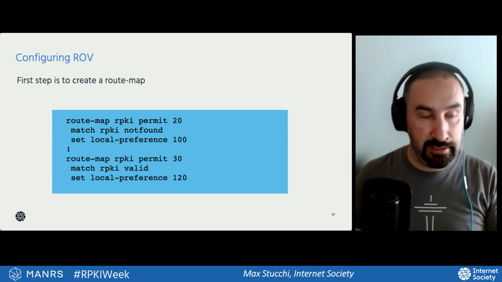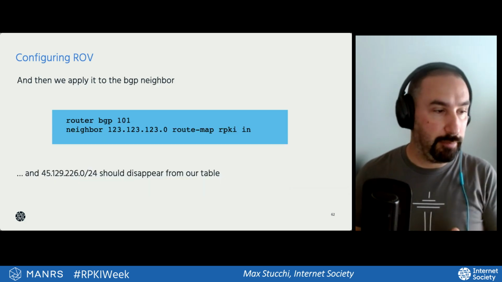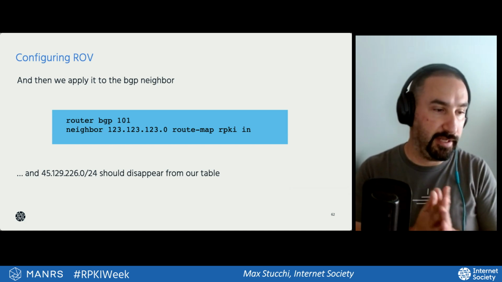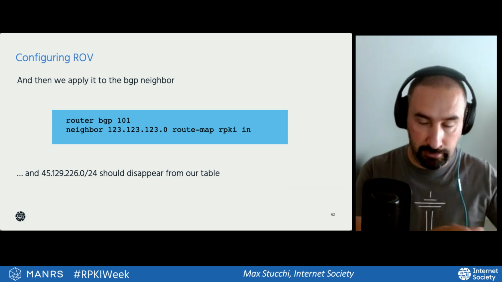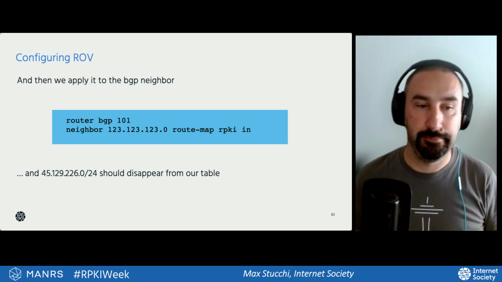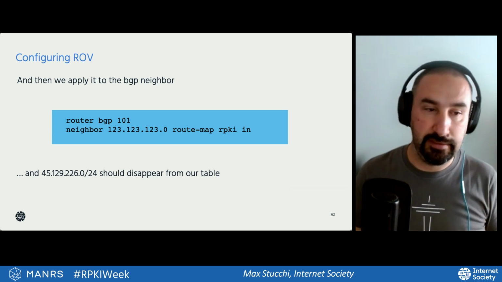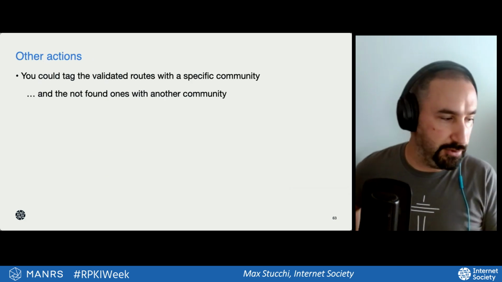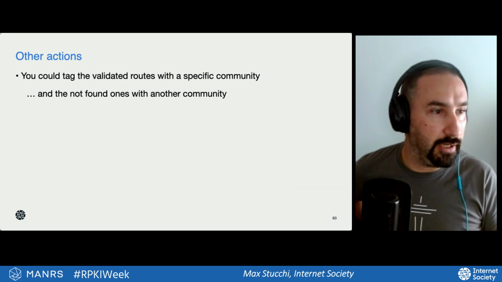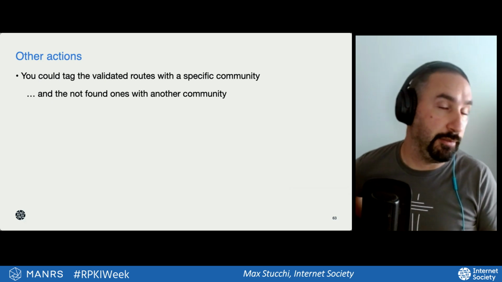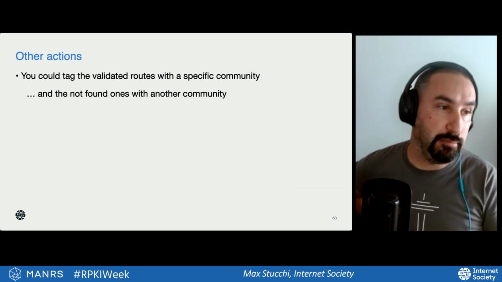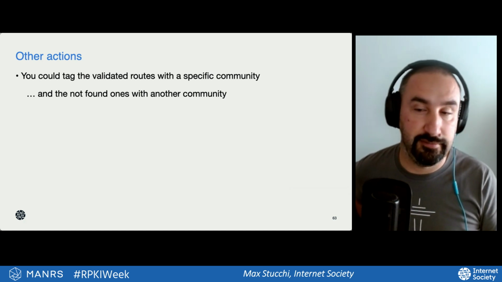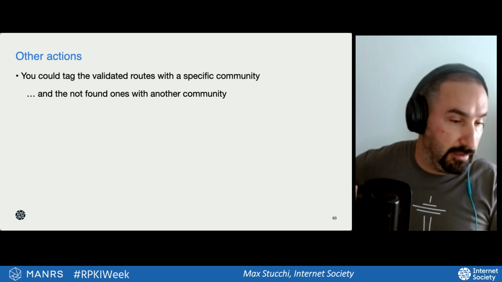We don't match the invalids, we just drop them. And then we applied the route map to the neighbor. And then with this, the /24 has disappeared along with other networks from our table. So we're filtering invalids. Our network should be safer now. Now, the other actions you could do would be to tag the validated routes with a specific community, like we were doing in the Cisco example, and the not found ones with another community. So you could carry this information internally in your network.